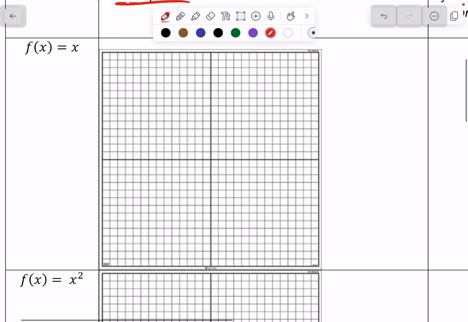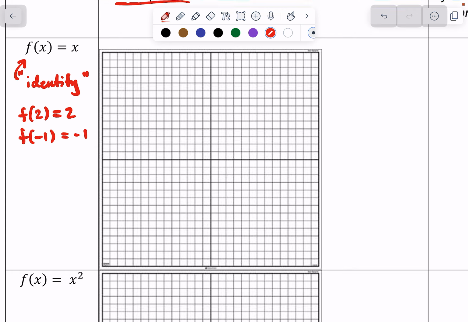So this is probably the simplest function you'll ever see. I like to call this the identity function, because the idea is you just plug in a number and the output is whatever that number was, right? So if you just plug in 2, you get 2. Plug in -1, you get -1, etc. So we can pretty easily find 5 points, right?